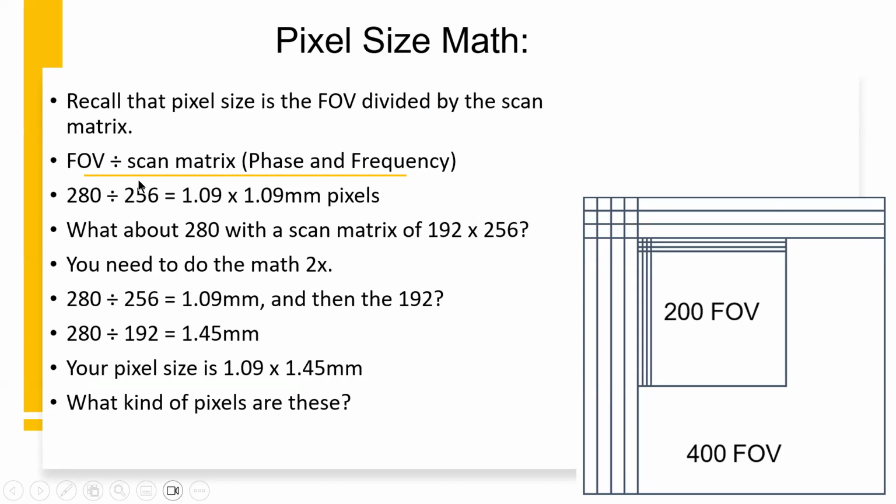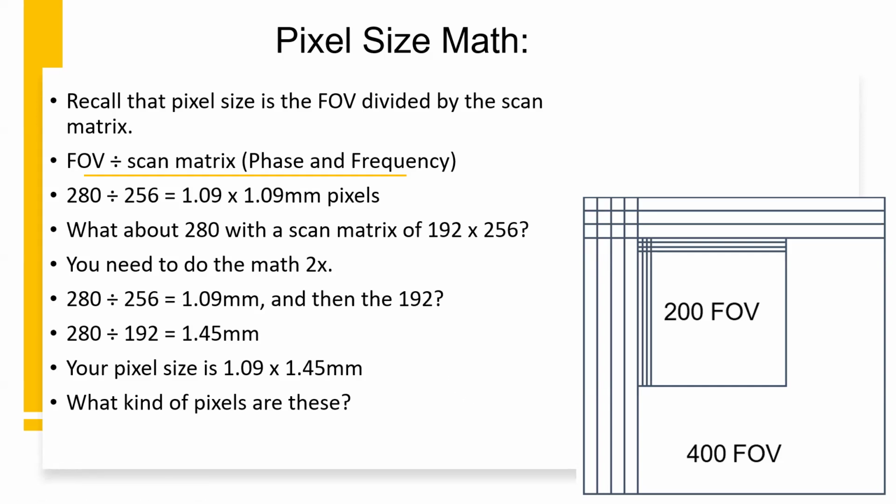If they're nice guys and they give you 256 by 256, you only have to do the math once. If they say your matrix is 192 by 256, now you've got to do the math twice. So 280 divided by 256, 1.09, and then 280 by 192, 1.45. So your pixel size is 1.09 by 1.45. Okay.